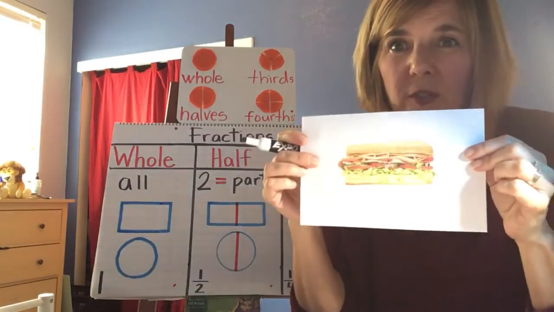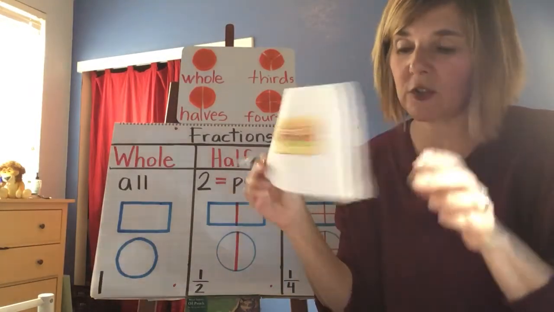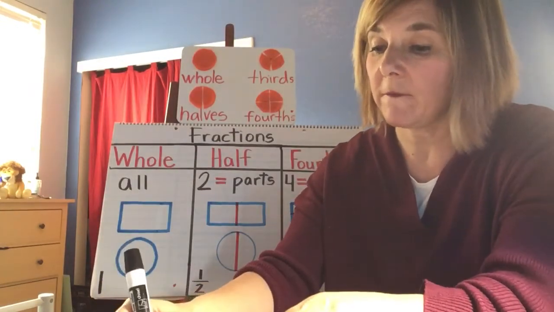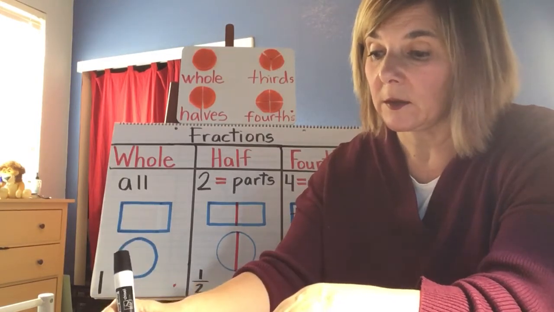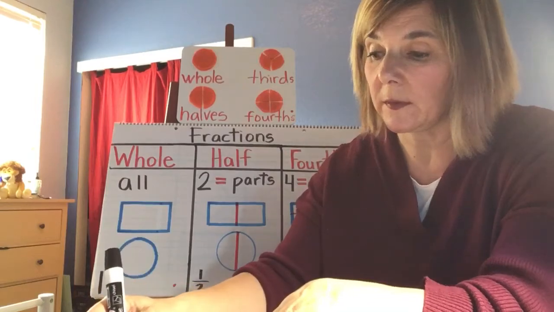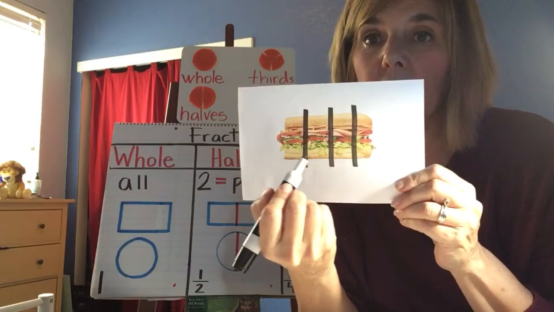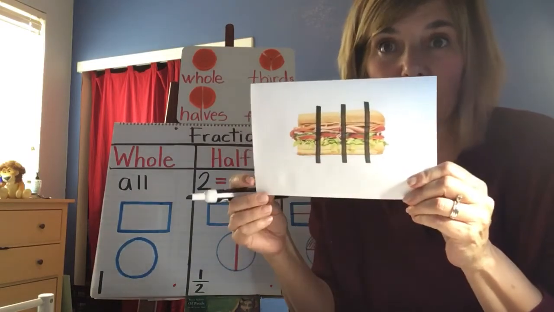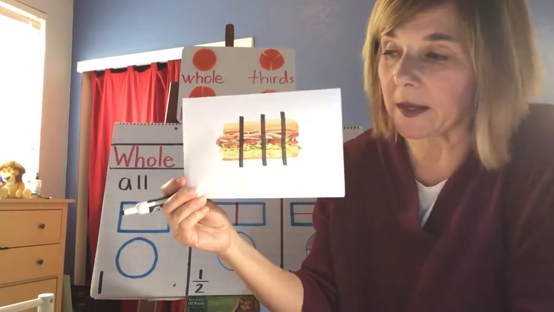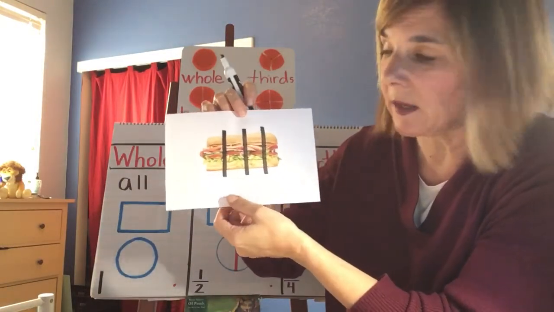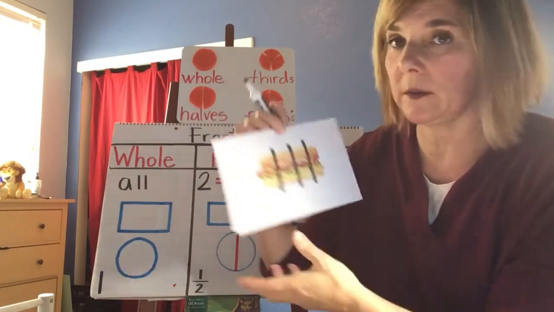How about a sandwich? Let's say that there's 4 of us that want to share this sandwich. 4 equal parts. 1, 2, 3, 4. I just divided my sandwich into 4 equal parts. Now I didn't have to draw 4 lines. I only had to draw 3. But see the parts? 1, 2, 3, 4.